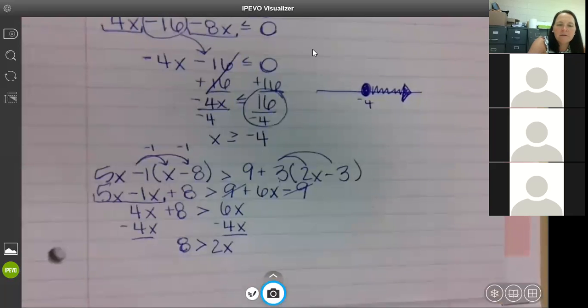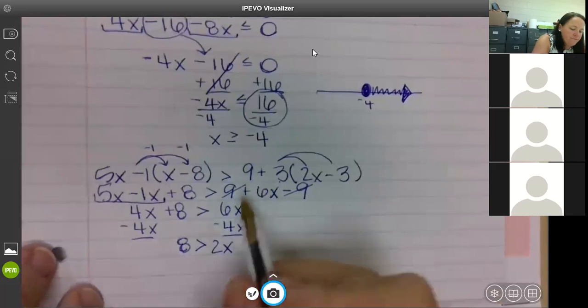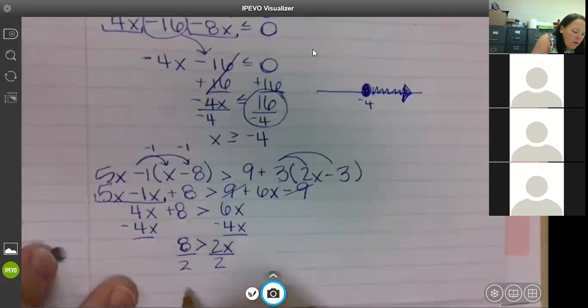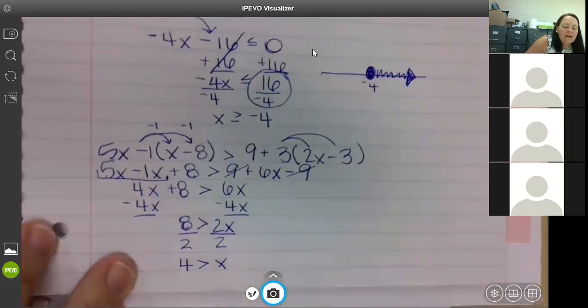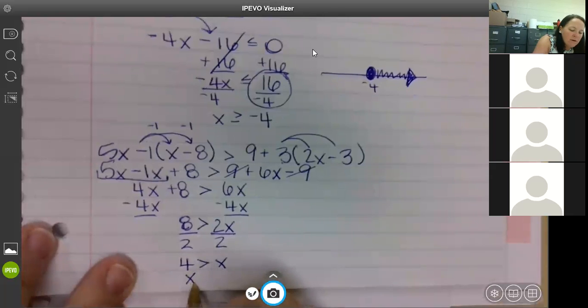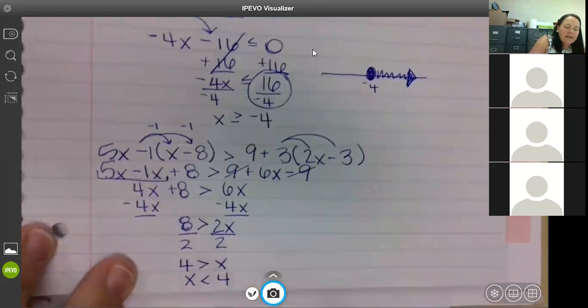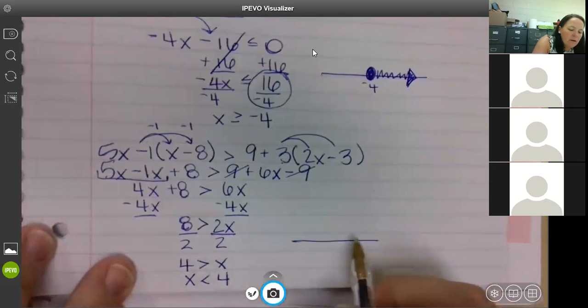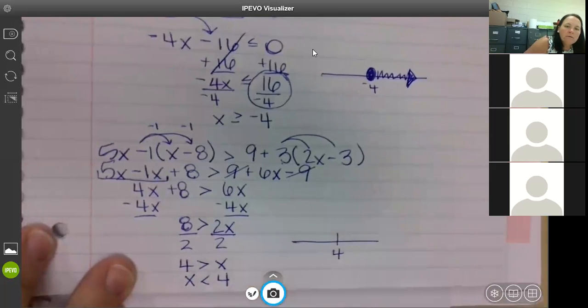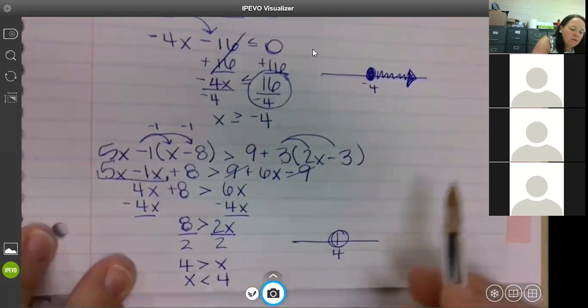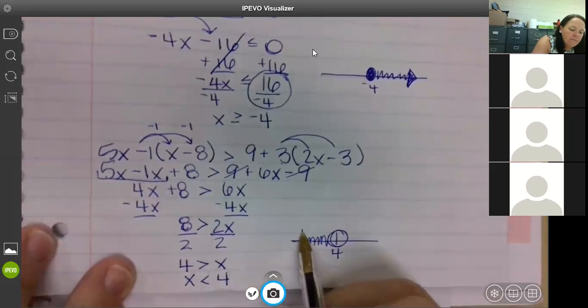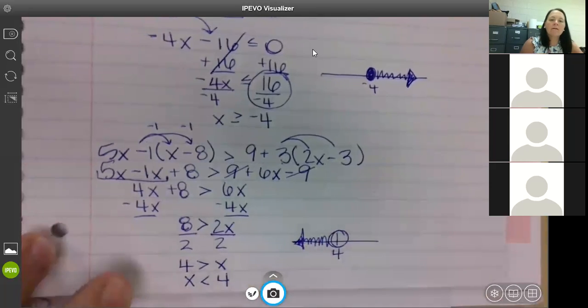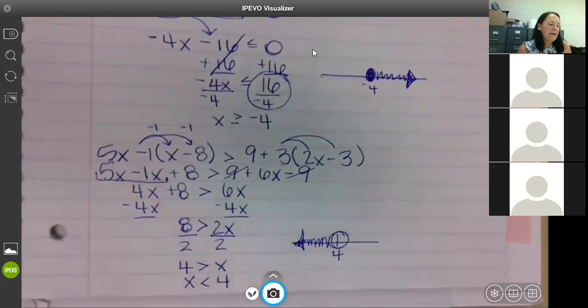How do I finish this? Divide by 2. We get 4 is greater than x, but we can't graph it like this, so we're going to turn it all the way around. X less than 4. So again, flip it all the way around. We're going to have 4, an open circle, and it's pointing to the left. Okay. Any questions so far?